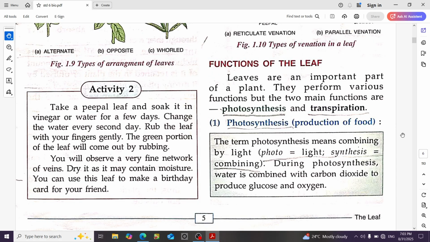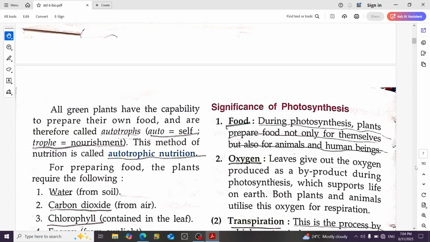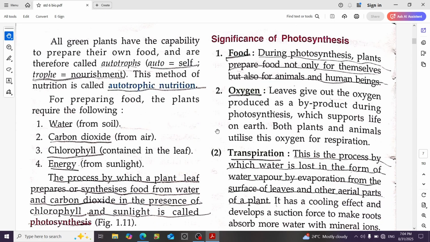What are the functions of a leaf? First thing, leaves are very important because they produce food by the process of photosynthesis. Now, what is the meaning of photosynthesis? The word photo means light and synthesis is combining. You synthesize the food with the help of carbon dioxide, water, and sunlight. All green plants have the capability to prepare their own food. They are autotrophic. Auto means self and trophic means nourishment.